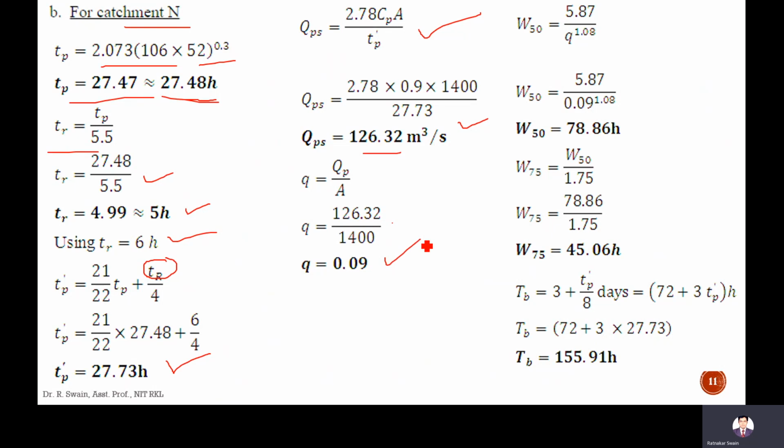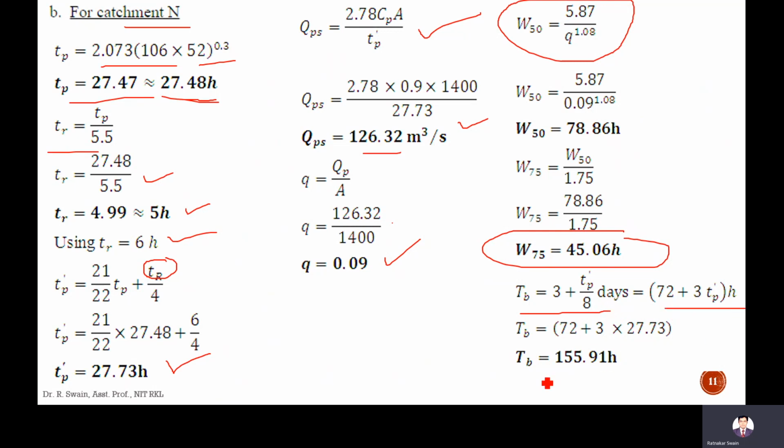So we have to calculate small q. Using small q, the W50 is calculated, and from W50 this W75 is calculated, and the base time is 3 plus TP dash by 8. So here using TP dash value we can estimate it is 155.91 hour. Now we can plot the unit hydrograph. Okay.